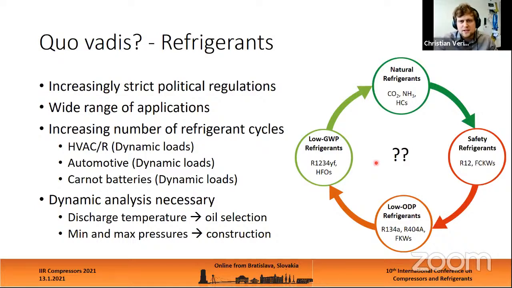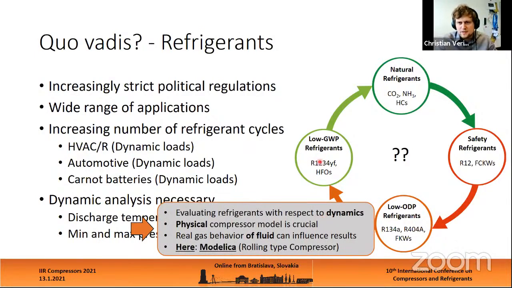Compared to static loads, which were assessed before, all these processes have dynamic loads, and this requires a dynamic analysis and a dynamic assessment. For example, we need to find for new refrigerants the right oil for the compressor. So dynamic analysis allows us to look at the discharge temperatures at certain boundary conditions in our process, or we can find minimal and maximal pressures which might influence the construction form of our compressors. These are all things we want to introduce with our simulation model. Summing these requirements up, we need an evaluation of refrigerants with respect to their dynamics. We want to model our behavior physically, so a physical compressor model is crucial to assess the potential of refrigerants correctly. And we want to consider real gas behavior of fluids, which might influence our results.